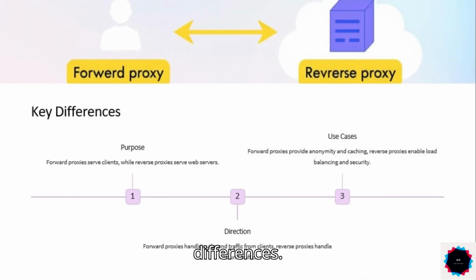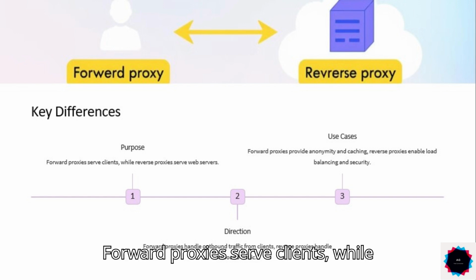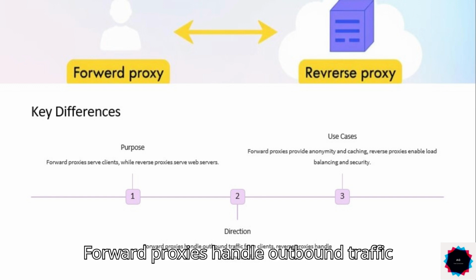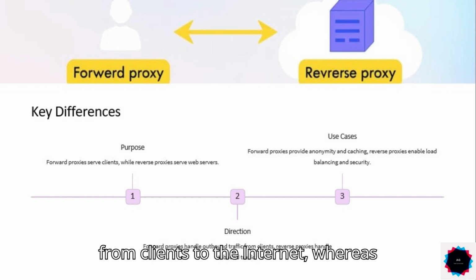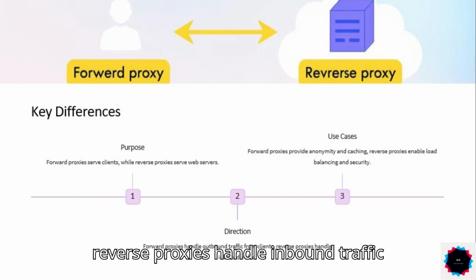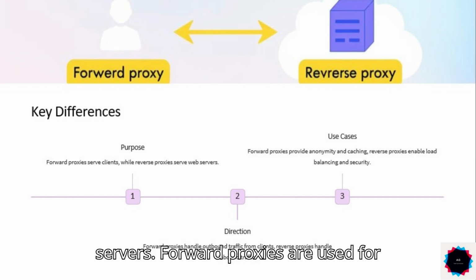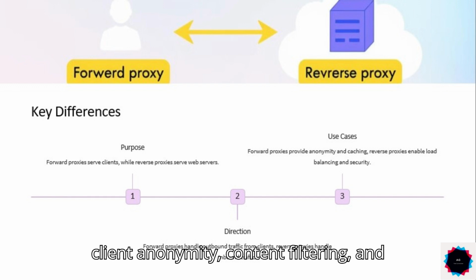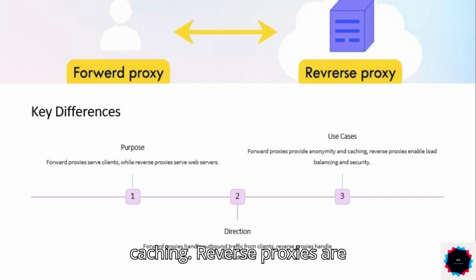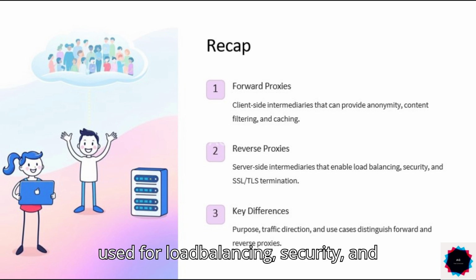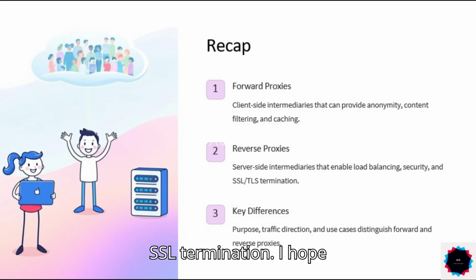Key differences. Purpose: forward proxies serve clients, while reverse proxies serve servers. Direction: forward proxies handle outbound traffic from clients to the internet, whereas reverse proxies handle inbound traffic from the internet to servers. Use cases: forward proxies are used for client anonymity, content filtering, and caching. Reverse proxies are used for load balancing, security, and SSL termination.